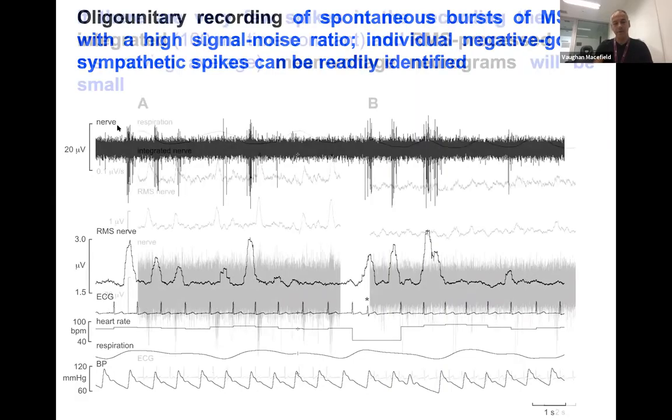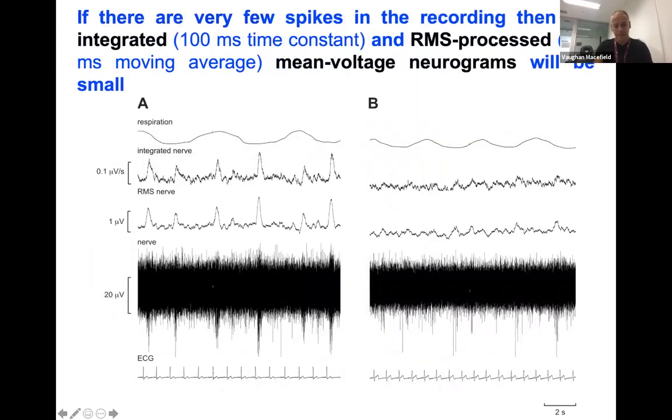We can have a typical multi-unit recording. The background noise is quite high. There's a bit of ongoing afferent activity, but we can clearly identify these negative going spikes, bursts of muscle sympathetic nerve activity that are occurring spontaneously and have clear cardiac rhythmicity. This is the root mean square processed signal, which is calculated in LabChart. And this is the integrated nerve signal, which most people are used to.